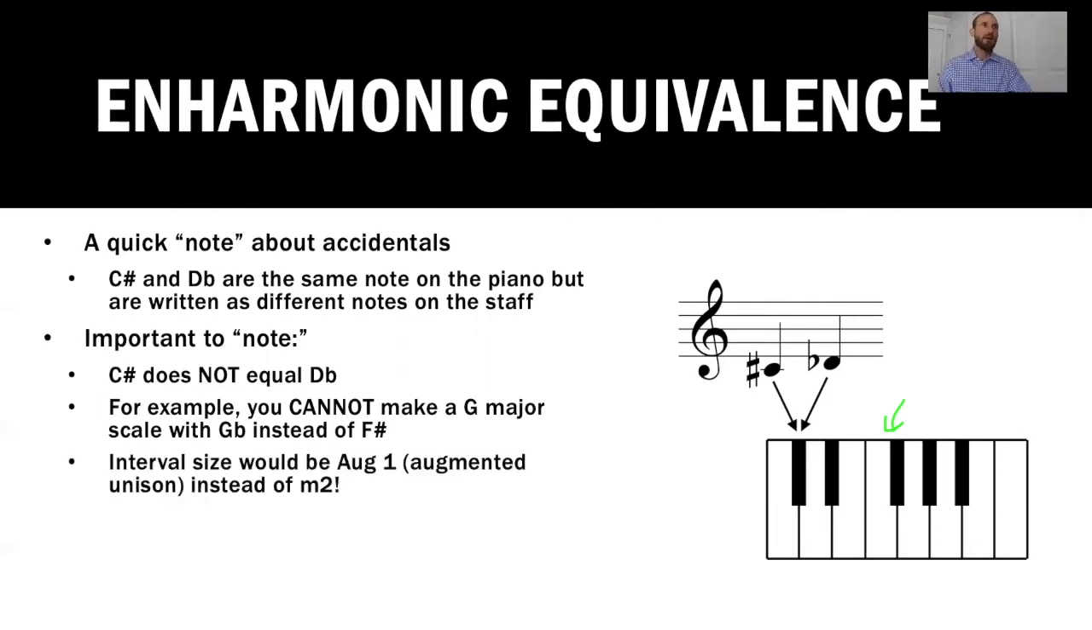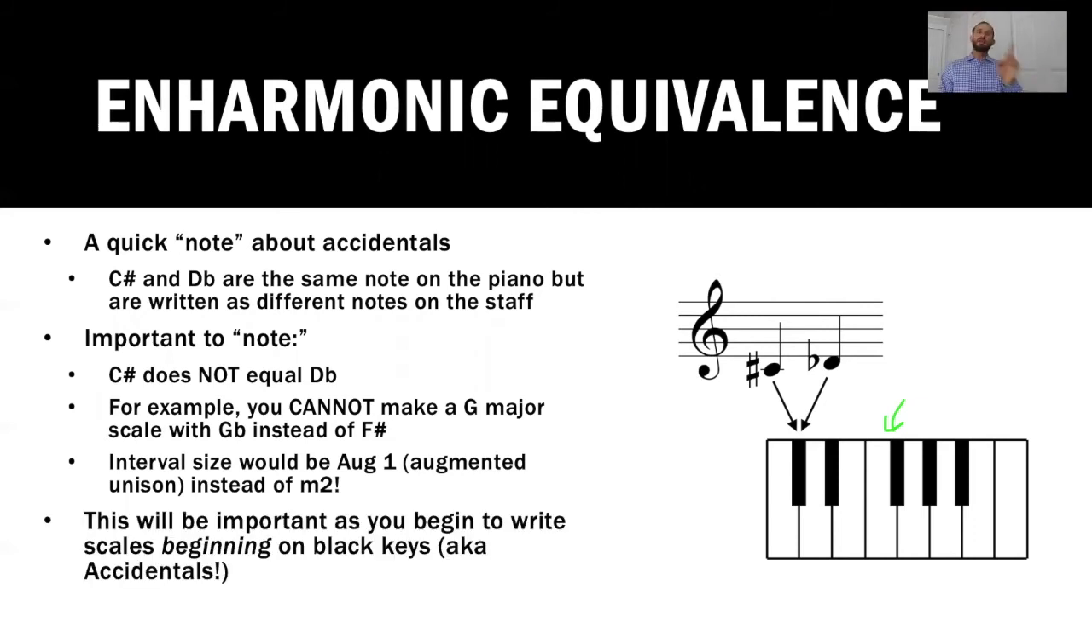Why? Well, because the interval size would be incorrect. It would be an augmented first, or an augmented unison, I should say, instead of a minor second. Size does matter in this theoretical context. This will be very important as we begin to write scales beginning on the black keys, also known as beginning on an accidental. Okay, moving on.